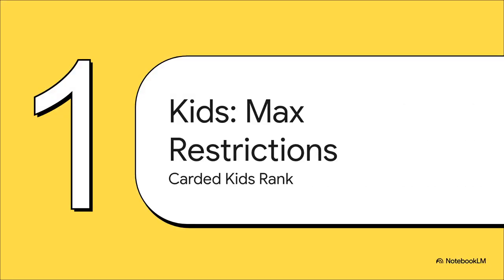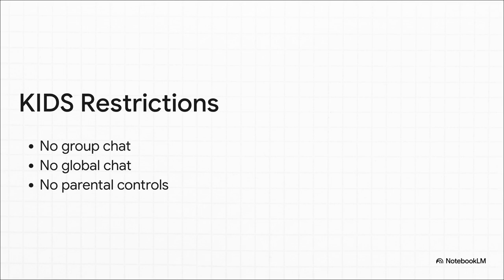All right, Section 1, Kids, Maximum Restrictions. The language used for this rank is absolute and totally uncompromising. For what they officially call Carded kids, the boundaries are incredibly strict. First up, no group chats. Second, they literally cannot use global chat. And third, absolutely no access to parental controls. The whole focus here is entirely on isolation from any potentially unmoderated communication.